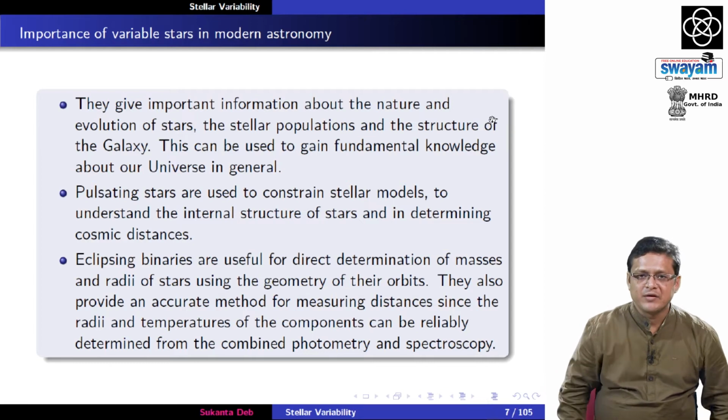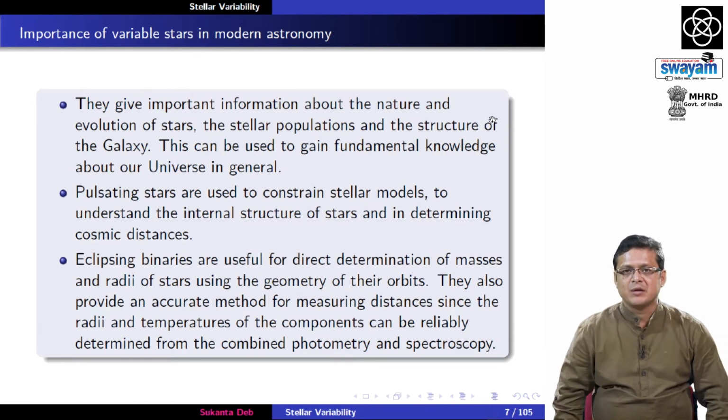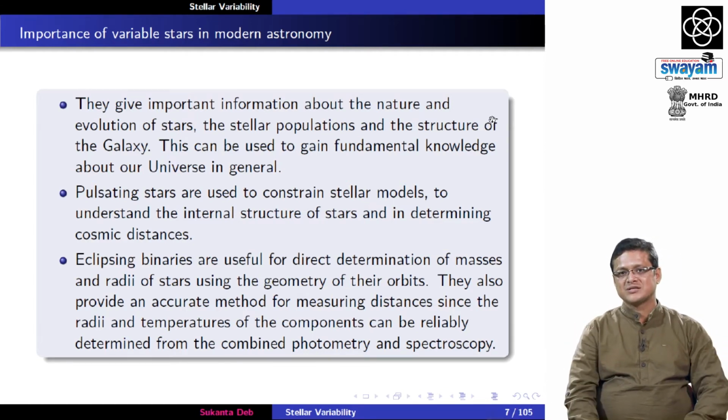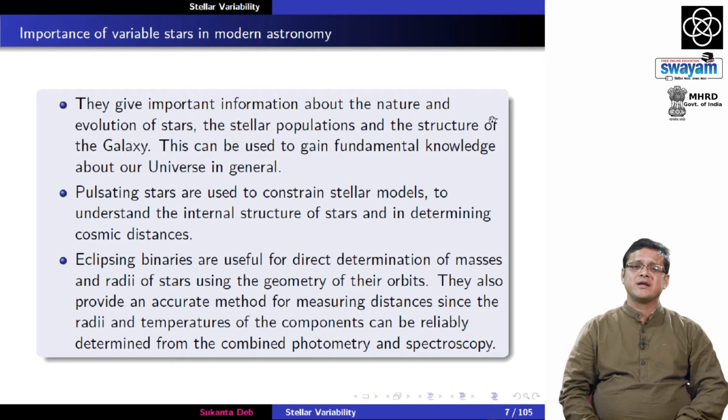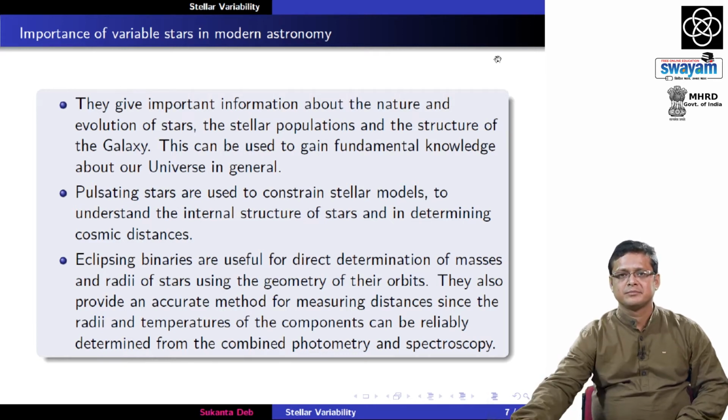On the other hand, eclipsing binaries are useful for direct determination of masses and radii of stars using the geometry of their orbits. They also provide an accurate method for measuring distances, since the radii and temperature of the components can be reliably determined from the combined photometry and spectroscopy.